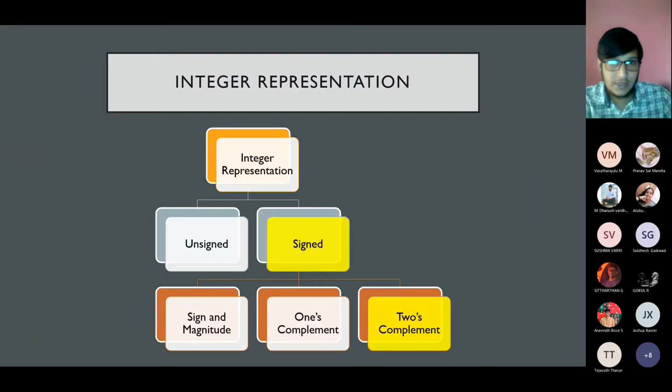Hello everyone. Today I'll be talking about the 2's complement method, the signed integers representation. In the earlier days, in the 1950s, mainframes were introduced, and during that time the sign and magnitude method was popular. The sign and magnitude method had some limitations. Mainframes were very huge, so we needed to reduce the hardware dimensions.